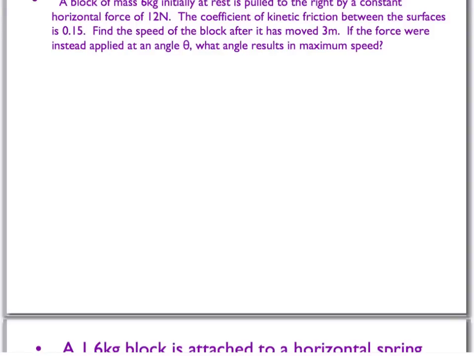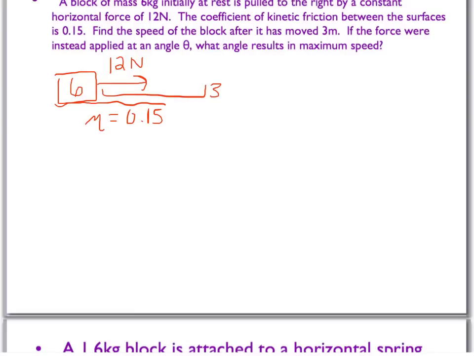Let's now try some problems based off of this understanding. We have a 6 kilogram block initially at rest on a surface. It's going to be pulled to the right by a force of 12 newtons, and the coefficient of friction between the surfaces is 0.15. We want to find the speed of the block after it has moved through a 3-meter displacement.